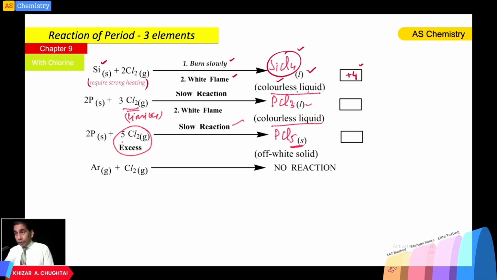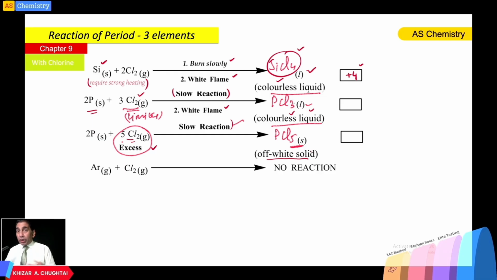So it's a colorless liquid. Colorless liquid, SiCl4 is supposed to be formed. PCl3 is a liquid. Again, in the next case, when phosphorus is allowed to react with chlorine, PCl3, a colorless liquid, is supposed to be formed again with a white flame, but the reaction is very, very slow, you can say.